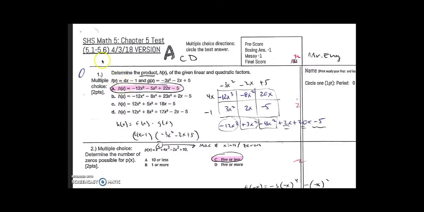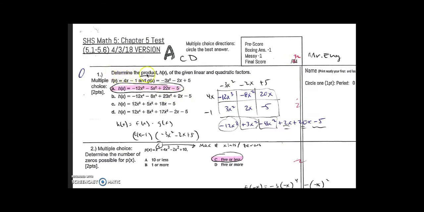Hey, this is Mr. Ng going over the Math 5 Chapter 5 test taken on April 3rd, 2018. This covered Chapter 5, Sections 1 to 5.6. If you were given version A, C, or D, this is the video going over those. The test was out of 32, not 34, and that's reflected on Aries.